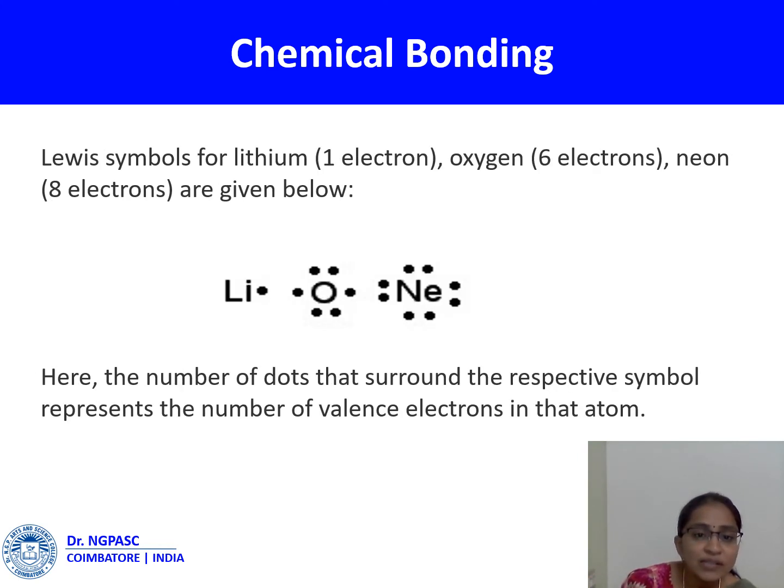Lewis dots are the specialized symbols that represent the number of valence electrons in an atom. The Lewis symbol of lithium has 1 electron, oxygen has 6 electrons, and neon has 8 electrons. So lithium has 1 dot, oxygen has 6 dots, and neon has 8 dots.